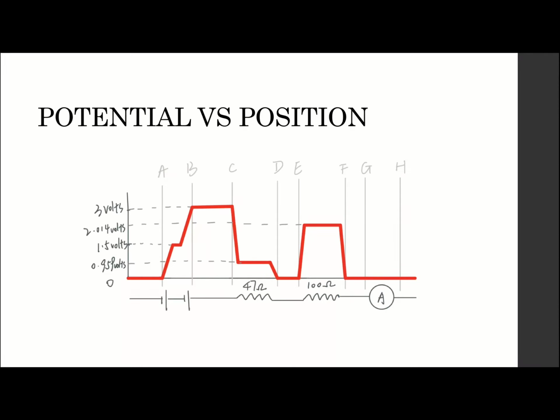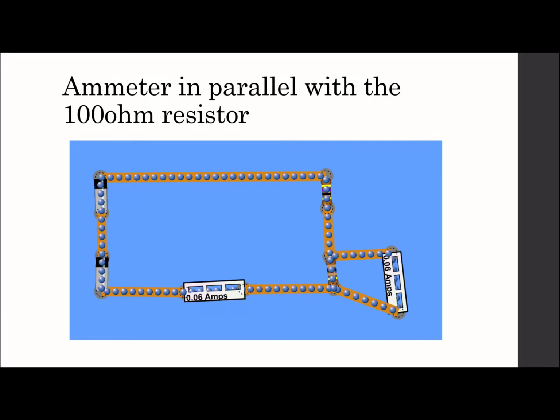Then I use my measurements of the potential difference between different points to create this graph of potential versus position. When I attach the voltmeter to the circuit, the ammeter's reading doesn't change because the voltmeter has a really large resistance inside itself, so it just acts like an open circuit, and the current won't go through the voltmeter.